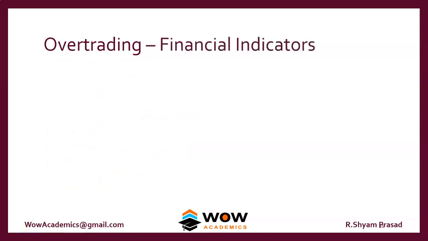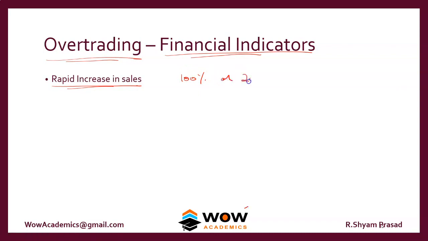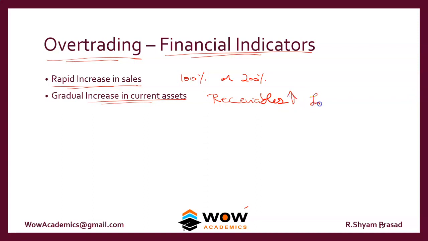Now we'll look at the financial indicators that show overtrading is occurring in a company. Number one, rapid increase in sales. The sales increase every year would be like 100% or even 200% or more. Number two, gradual increase in current assets. The current assets will increase, but mostly it is the receivables that keep on increasing, because the inventory position would have been going down. The inventory can go down because the company has already sold a lot of inventory, and the cash and bank would be zero.